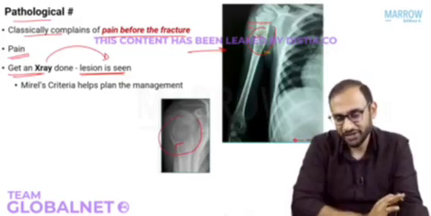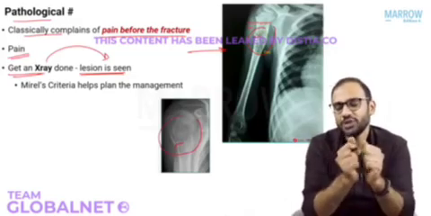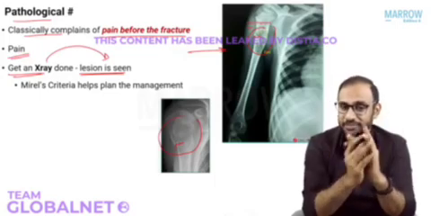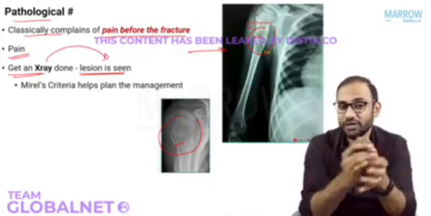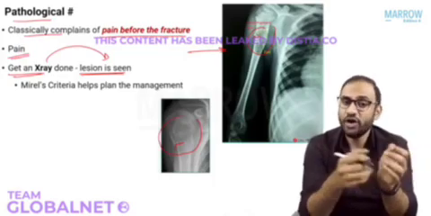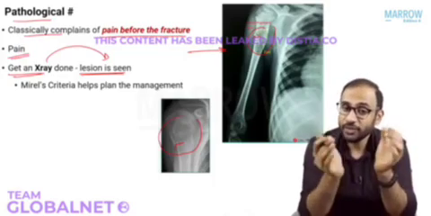These are pathological fractures. Now, for example, patient comes to you with pain. You get an X-ray done. There is a lesion in the bone, but yet not fractured, which means it's an impending pathological fracture waiting to happen. Now, your aim is to either protect it or wait and watch. How will you make that call?